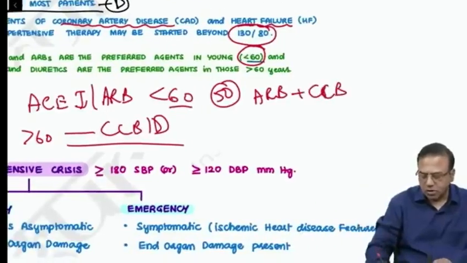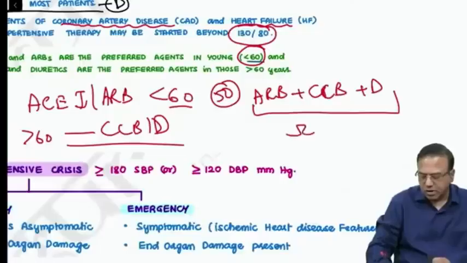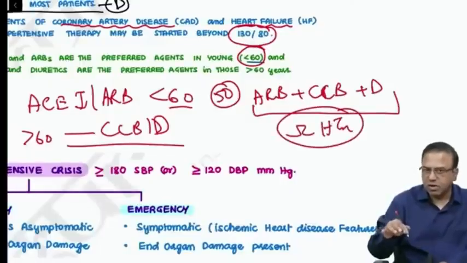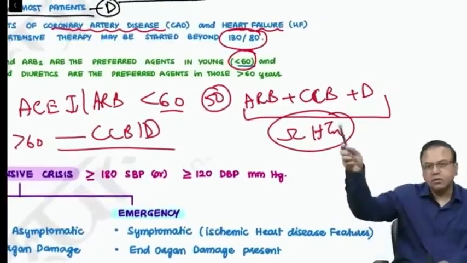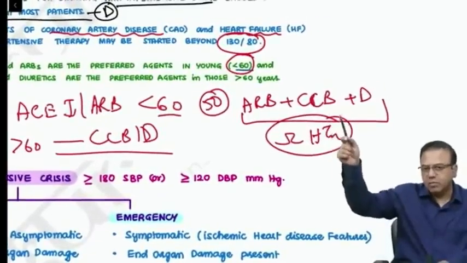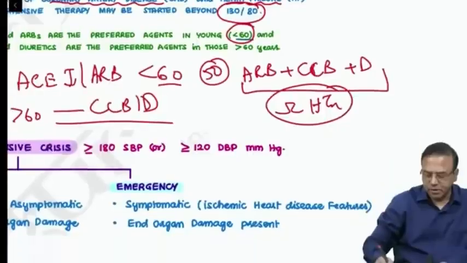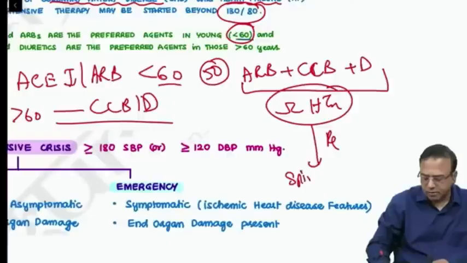Still not controlled, then you add a diuretic. Still not controlled, the patient is on 3 drugs. This is now defined as resistant hypertension, provided the patient has compliance, not like he took it whenever he remembered. So he was taking the drugs at optimum doses and still not controlled, this is resistant hypertension. For resistant hypertension, the treatment is to add spironolactone.